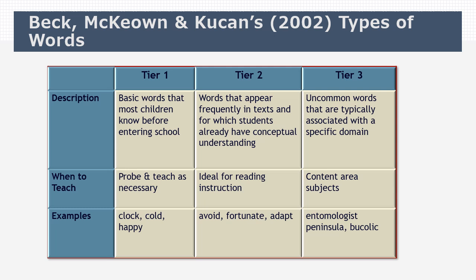Other words might be, instead of cold, it could be frigid. Another word for happy is elated. Those are all examples of Tier 2 words, the words that really show understanding and richness of vocabulary. And these are words that are ideal for instruction in language arts.